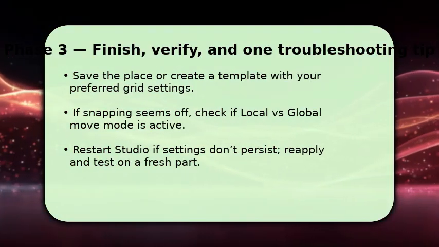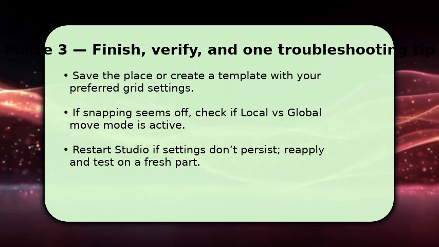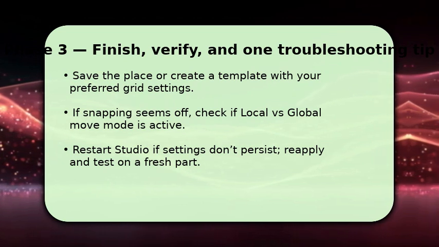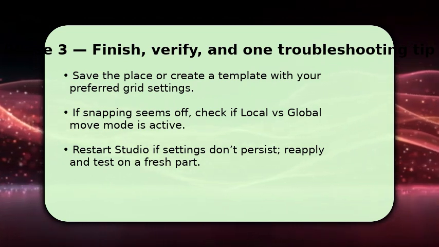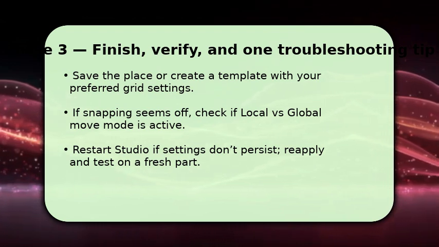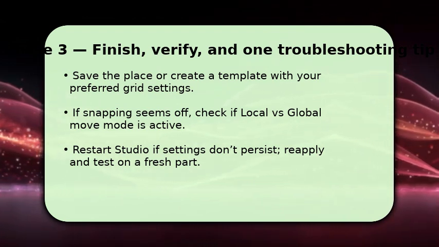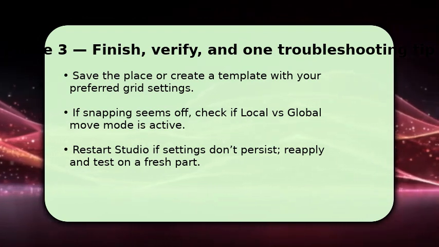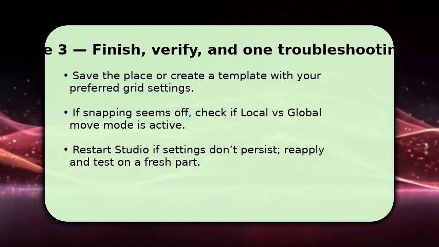If you notice snapping behaves unexpectedly, check whether you're in local versus global move mode. Local changes movement relative to object rotation, so switch modes to match intent. If settings still don't persist, restart Roblox Studio, reopen the place, and reapply the grid increment. If that fails, reset the editor settings and reconfigure the snap value.